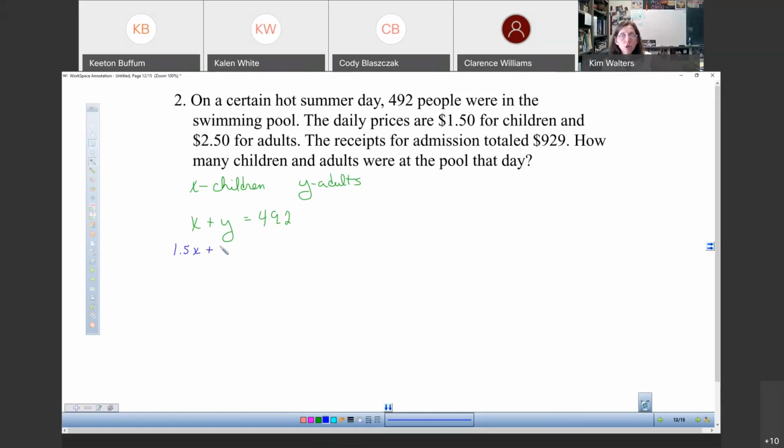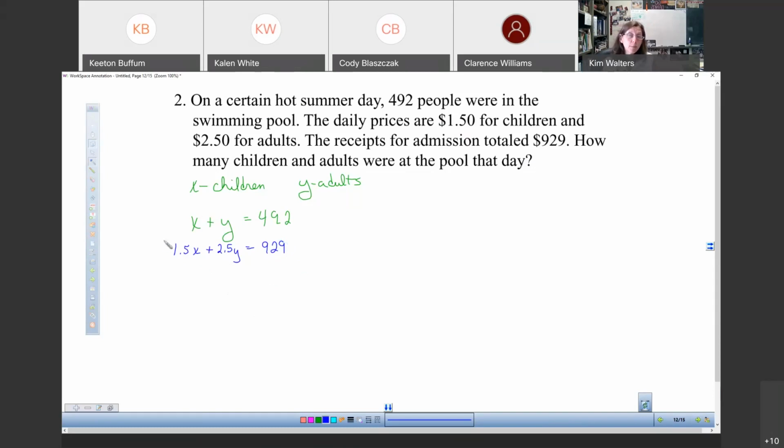I'm paying $2.50 per adult. And this is a total of $929. I don't have to put the decimal and the zero after that. You can if you want to. In this problem, if you don't like the decimals, you can move the decimal one place. You have to add a zero onto this one. You get a calculator, so I don't usually worry so much about the decimals.